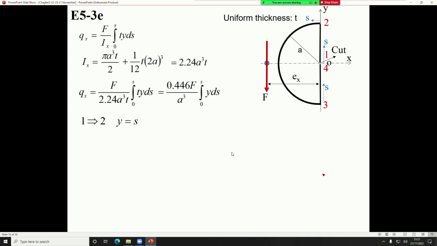So from 1 to 2, do you agree that Y and S have the same direction and have the same origin? So I can say from 1 to 2, Y is equal to S. It's quite straightforward. You can see both S and Y have the same origin, are collinear, and have the same direction as well. So if I substitute in this equation, I get a quadratic distribution.